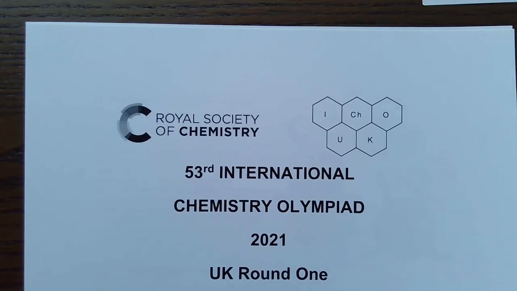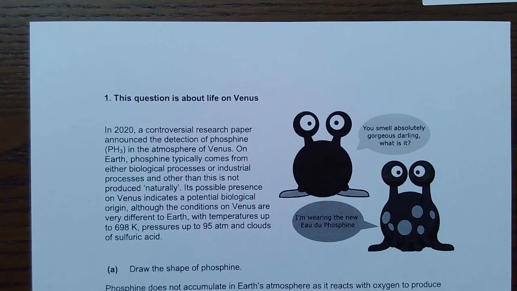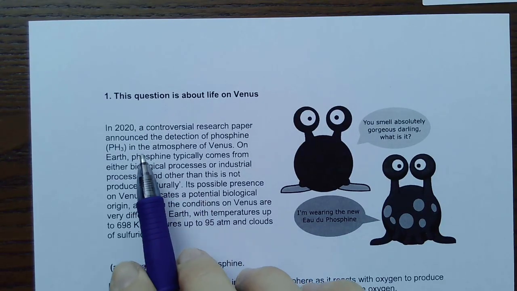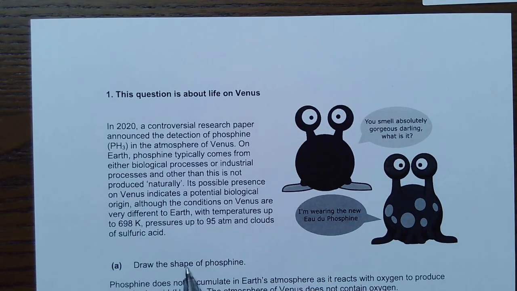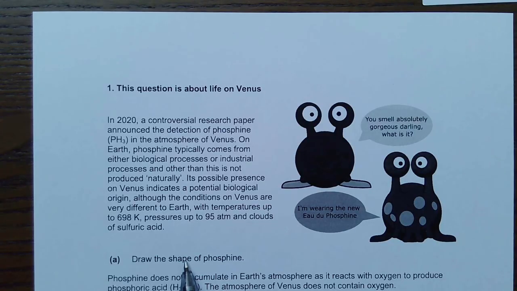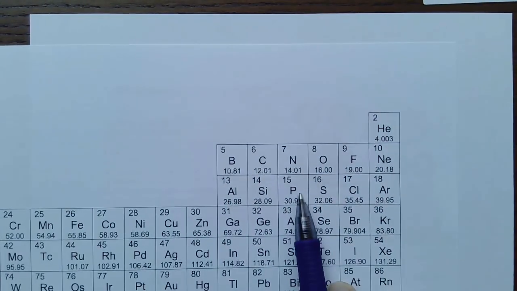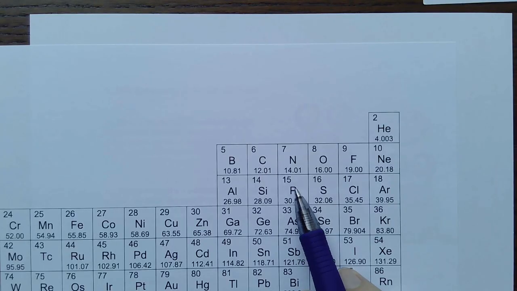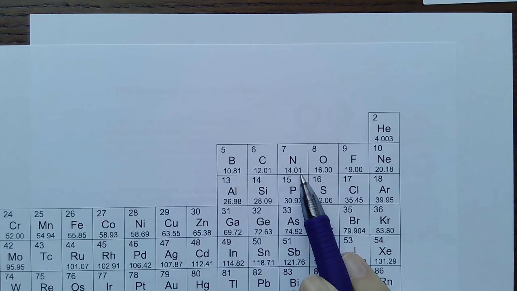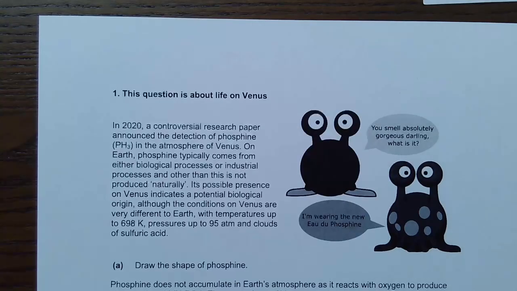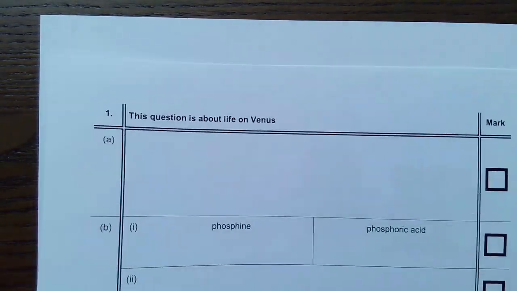2021 question number 1. Starting off with this question about, well, it says about life on Venus, but really it's about reactions of phosphine. So we are told that phosphine is PH3, and then we're asked to, number 1, draw the shape of phosphine, which should be pretty much the easiest kind of question you can get. You might not have drawn PH3, but you definitely would have drawn NH3, and because P and N are in the same group, you can just draw phosphine the way that you would draw ammonia.